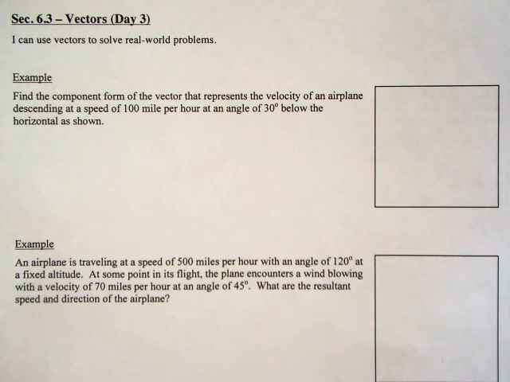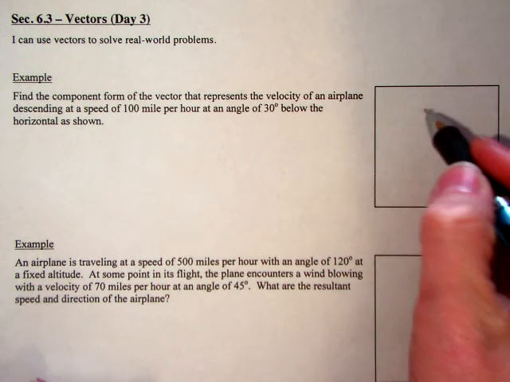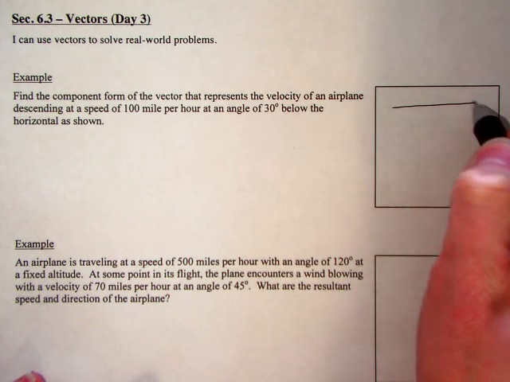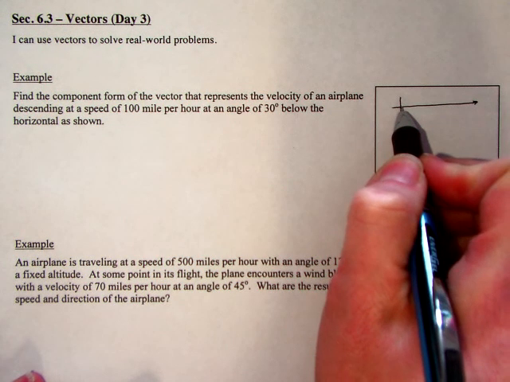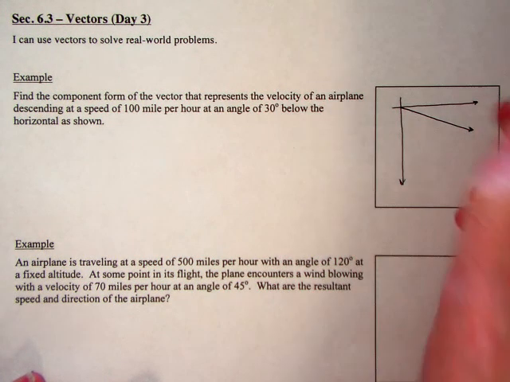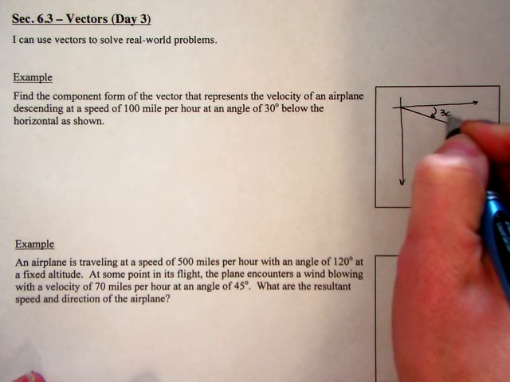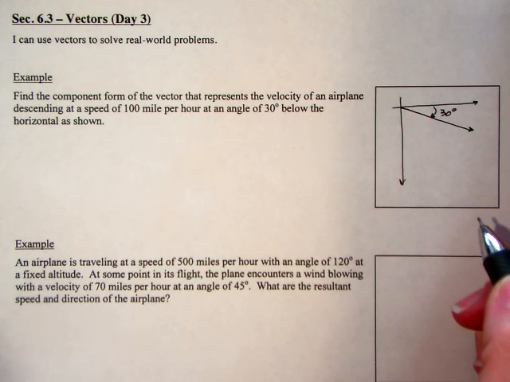The first one says, find the component form of the vector that represents the velocity of an airplane descending at a speed of 100 miles per hour at an angle 30 degrees below the horizon. And then I say as shown, but I probably forgot the picture for you, so we're going to draw this picture in here. Here's the horizon. The plane is going downward at a 30-degree angle. So that's 30 degrees right there. And the plane's going 100 miles per hour.